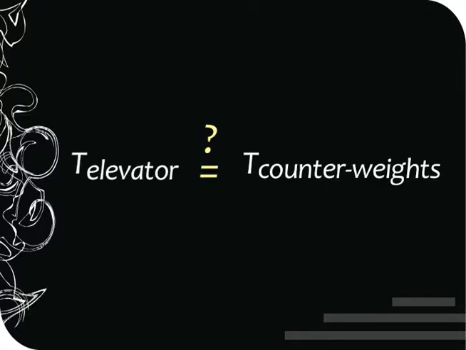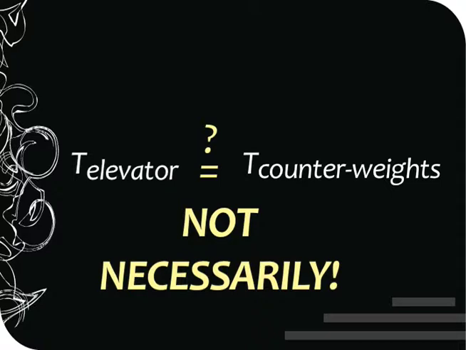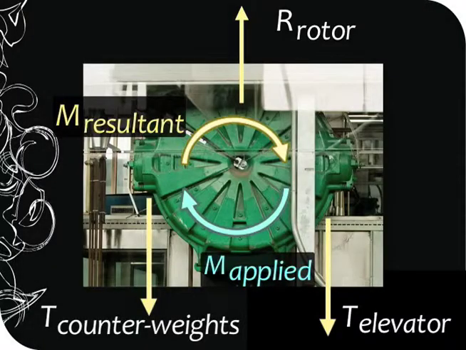Here's an interesting question. Is the tension from the elevator cables the same as from the counterweights? The answer is not necessarily. If they are equal, this means the combined weight of the elevator and the people inside it is the same as that of the counterweights. Then there needs not be any torque from the rotor to keep the system static. However, if they are not equal, this difference creates a moment about the axis of the rotor, which must be countered by an opposing torque.